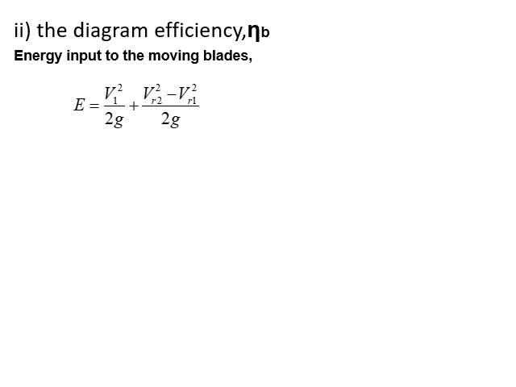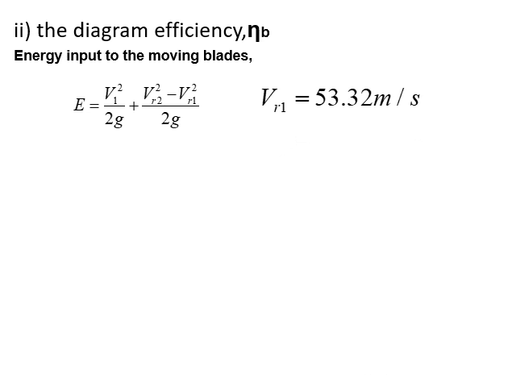The E is calculated by using the equation V1 square by 2g plus VR2 square minus VR1 square by 2g. Because here the pressure drop or enthalpy drop occurs both in the moving blades as well as fixed blades, for that reason the energy transfer or energy input to the moving blades is given by V1 square by 2g plus VR2 square minus VR1 square by 2g.